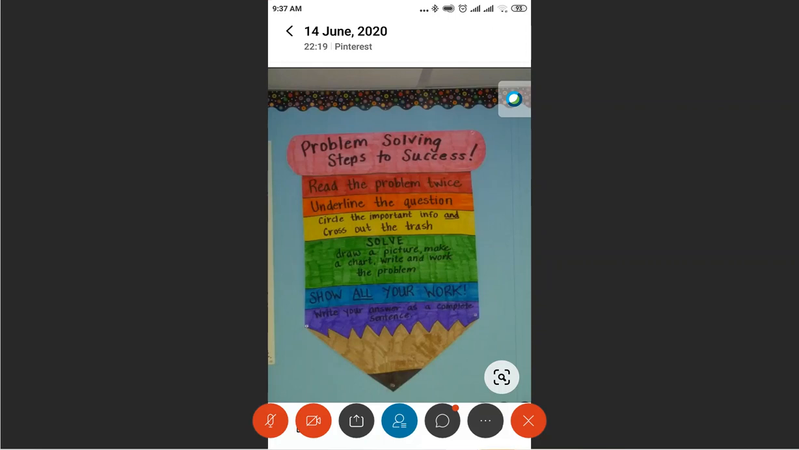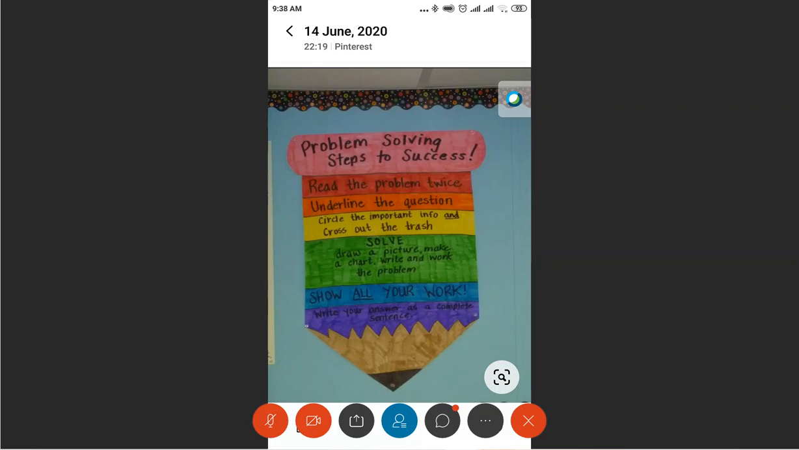You have to read the word problem twice or thrice. And then you have to underline the important question sentence alone. Then circle the important information or key terms.